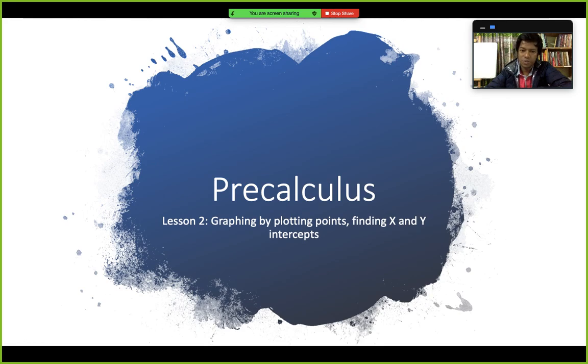This is our lesson 2, graphing by plotting points, finding x and y intercepts. It means if some equation is given, how to graph it by plotting points. Another thing is how to find out where the graph will intersect the x-axis and y-axis, which means the x and y intercepts. We will try to find them.